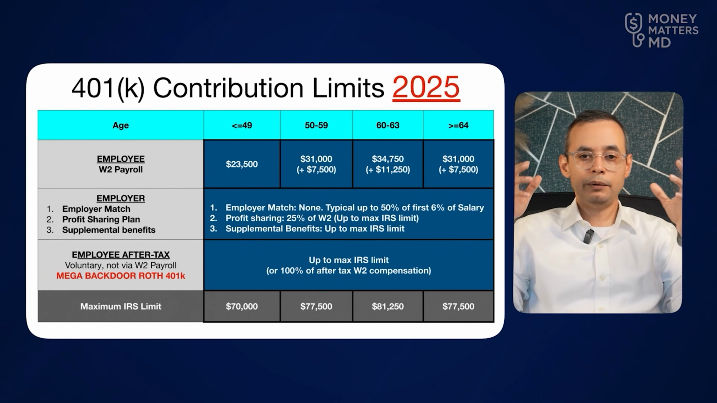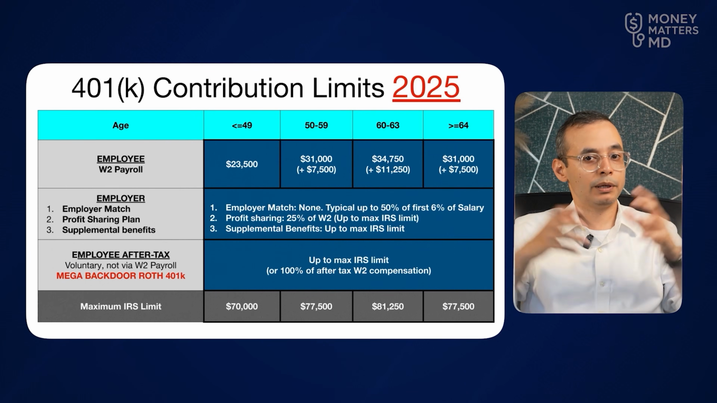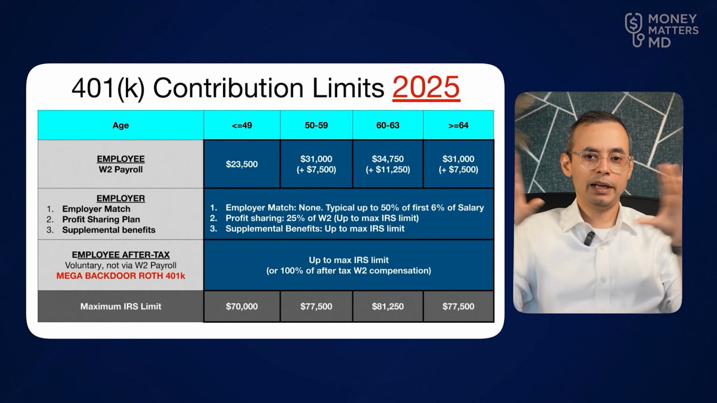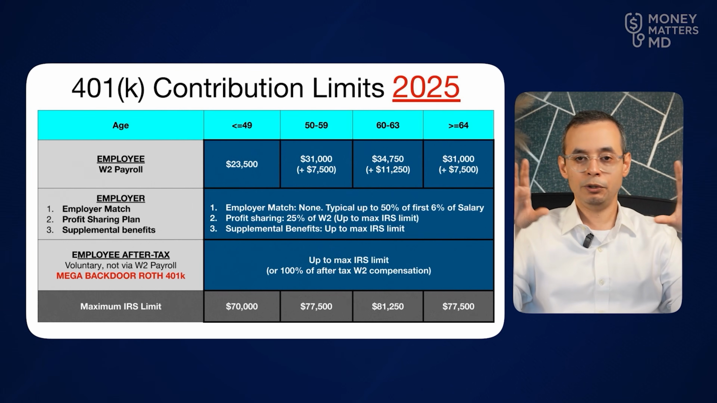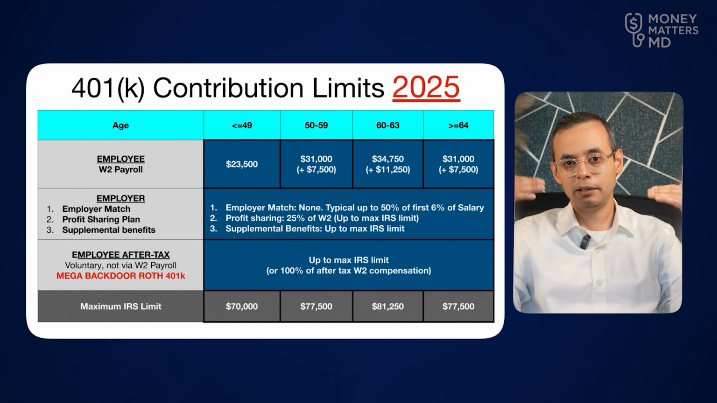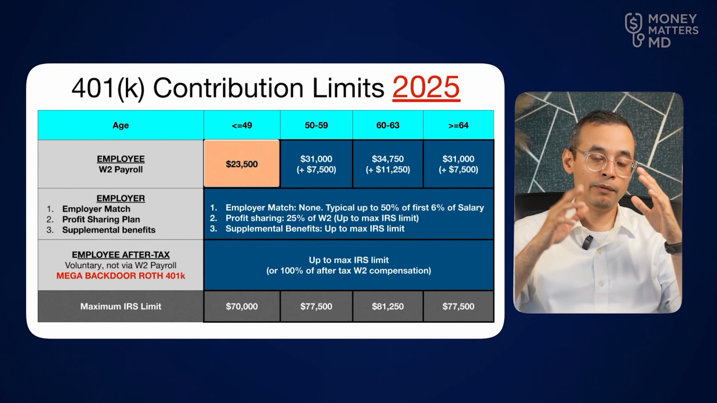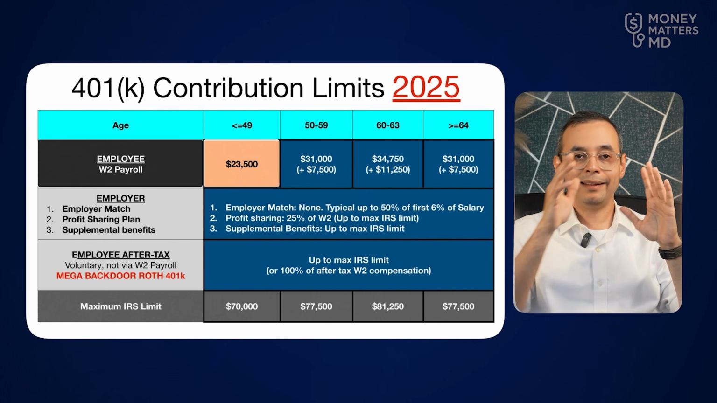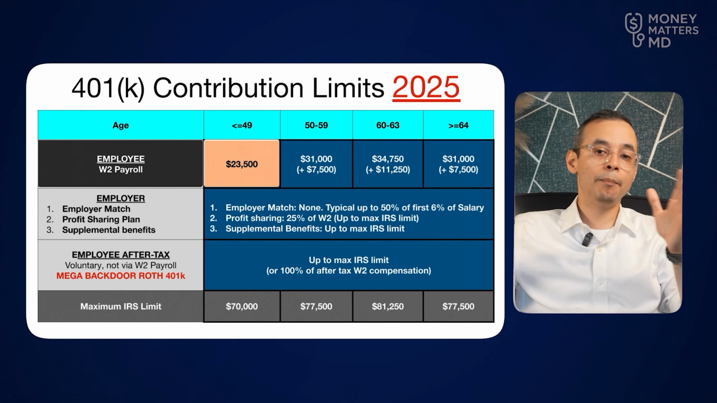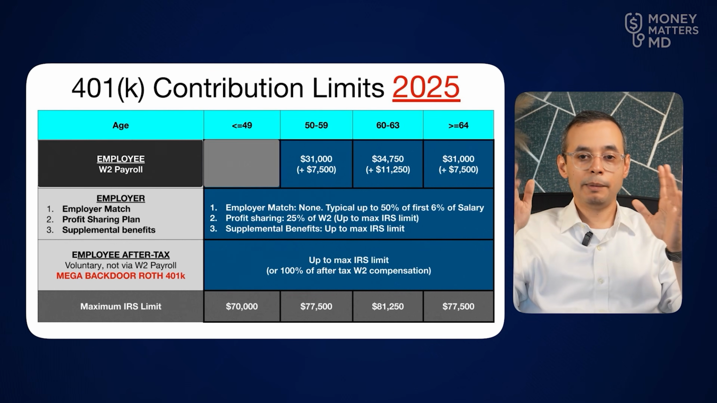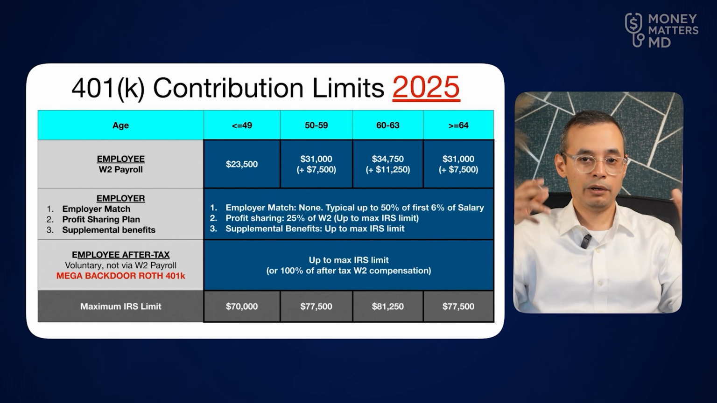Now let's talk about the 401k maximum limits for 2025. I want you to pause and screenshot this so that you don't have to memorize all these numbers. But let's go over the most important ones. I'll keep this updated every single year as the numbers get released. So employees can contribute up to $23,500 via W-2 payroll. And this particular contribution goes up with age. So you get some amount of catch-up contribution depending on your age. The numbers are in the slides.